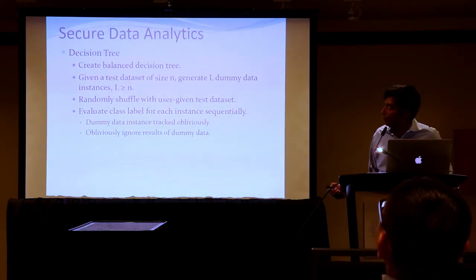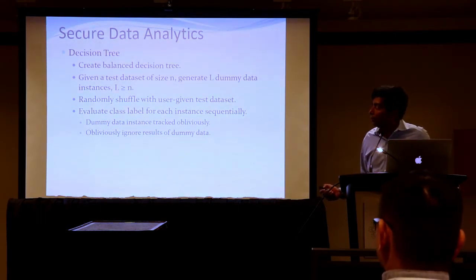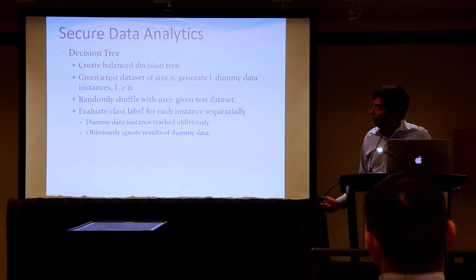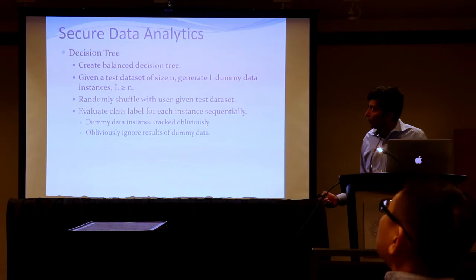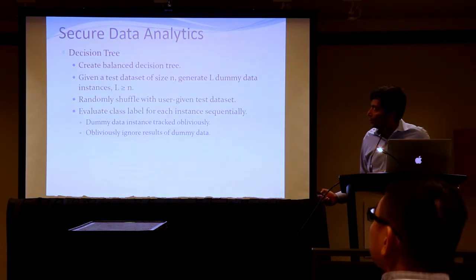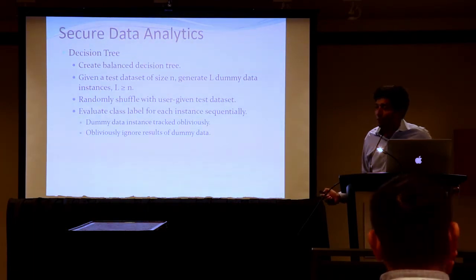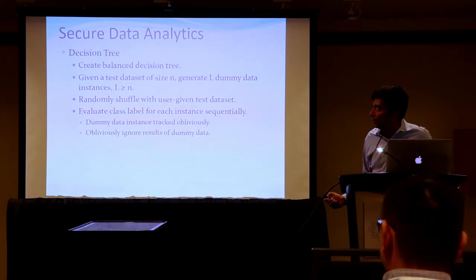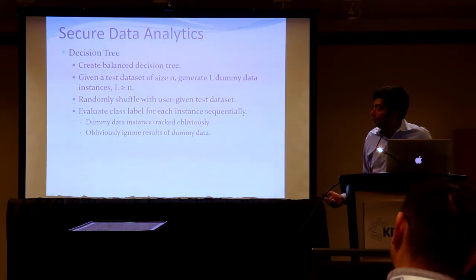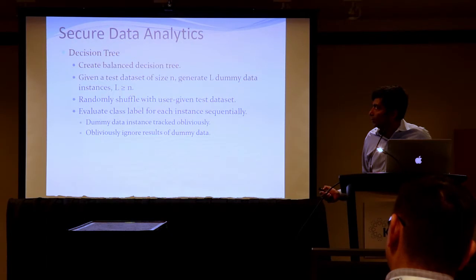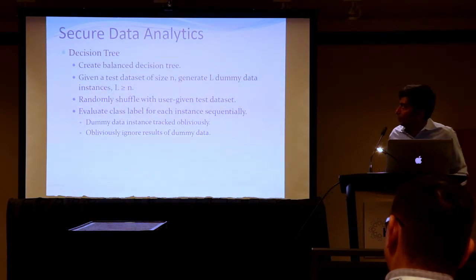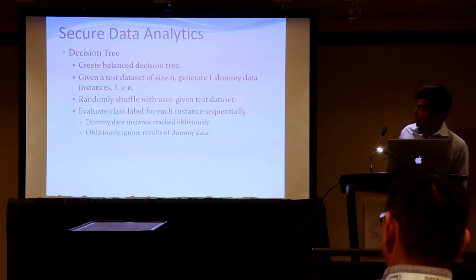So as I said before, the training decision tree will be built balanced first. And given test data of size n, we will generate L number of dummy data. Usually L is greater than or equal to n, and we randomly shuffle the user-given data with the dummy data, and then evaluate the class label for each instance sequentially.